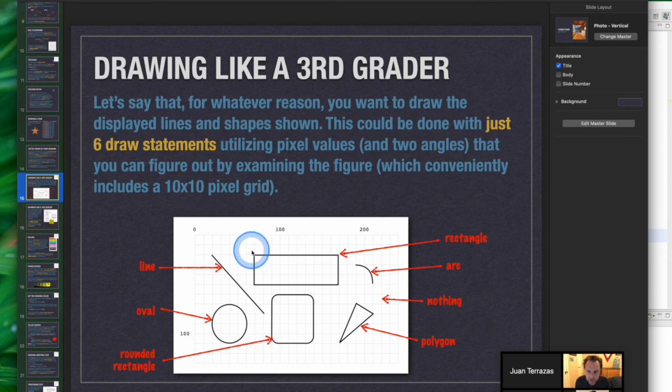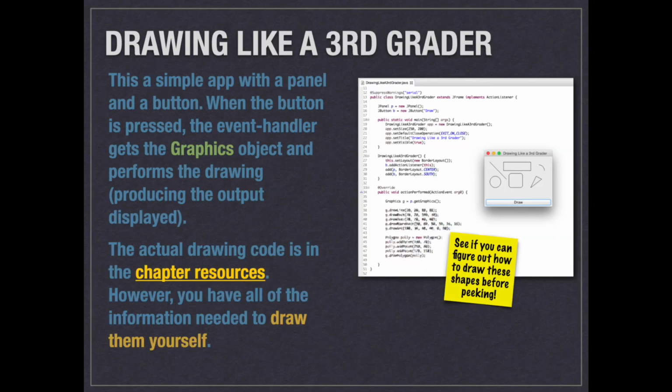The rectangle, the top left corner, is at 70 over, 20 down, it looks like. And then the width is 10, 20, 30, 40, 50, 60, 70, 80, 90. The width is 100 and the height is 30. So 70, 20, 100, 30 would get you that rectangle. And you could figure out the other ones. I leave it kind of as an exercise.